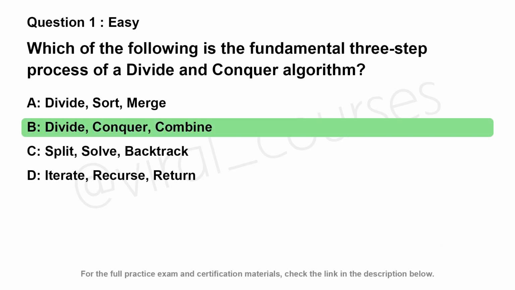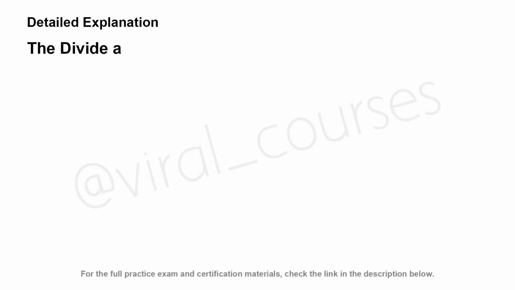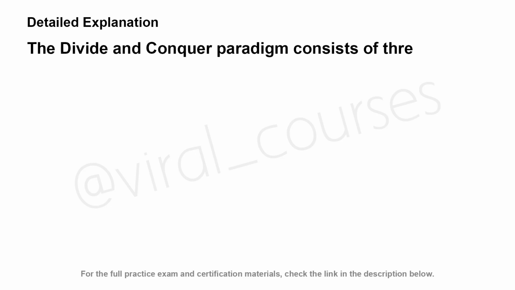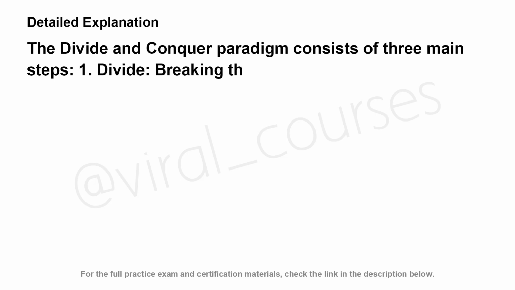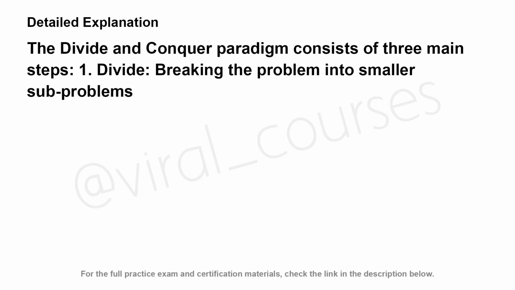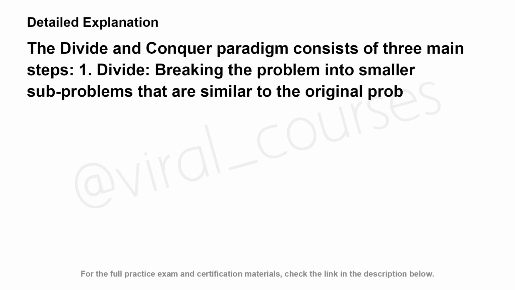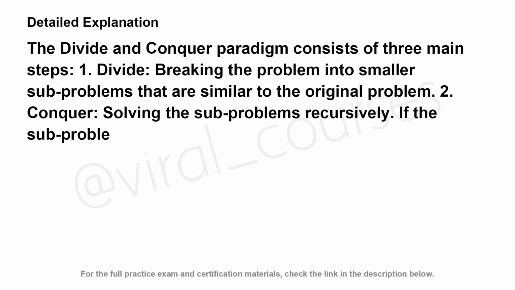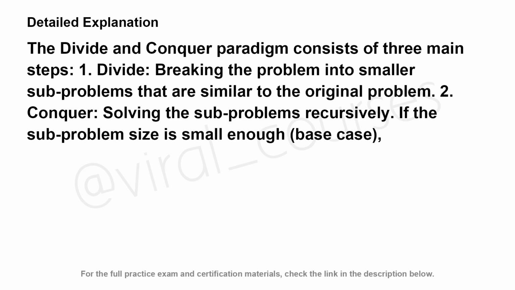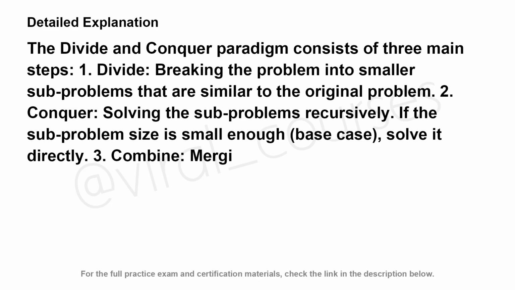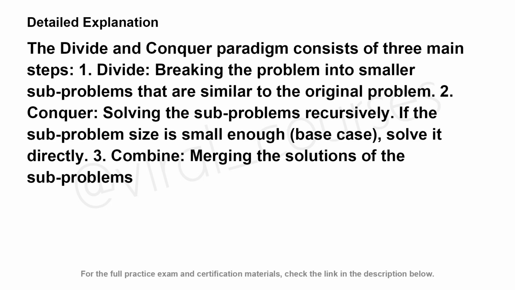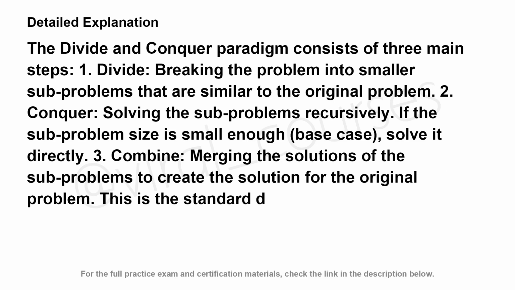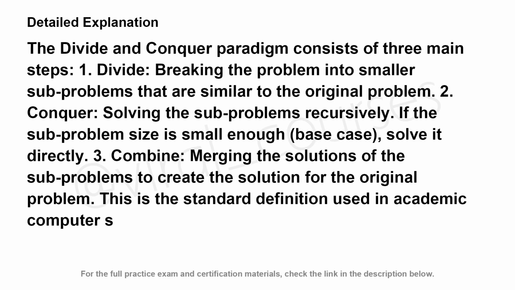The correct answer is B. The divide and conquer paradigm consists of three main steps. 1. Divide, breaking the problem into smaller subproblems that are similar to the original problem. 2. Conquer, solving the subproblems recursively. If the subproblem size is small enough, base case, solve it directly. 3. Combine, merging the solutions of the subproblems to create the solution for the original problem. This is the standard definition used in academic computer science and algorithm design.